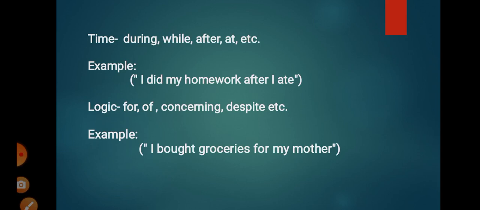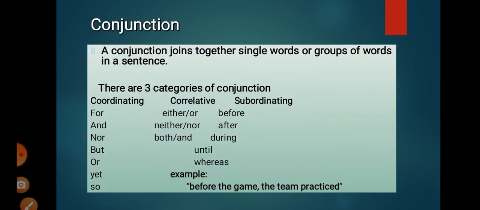So next is conjunction. What is a conjunction? A conjunction joins together single words or groups of words in a sentence. There are three categories of conjunctions: coordinating, correlative, and subordinating. Coordinating conjunctions are taught as the FANBOYS conjunctions, where each letter of FANBOYS stands for a coordinating conjunction: for, and, nor, but, or, yet, and so.